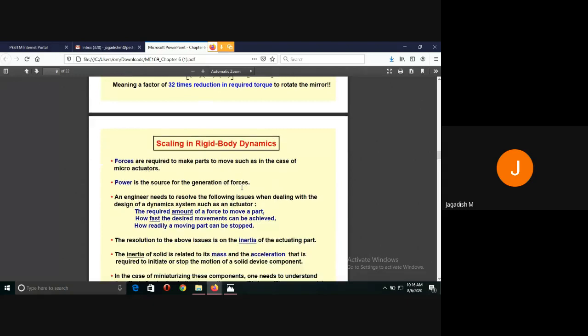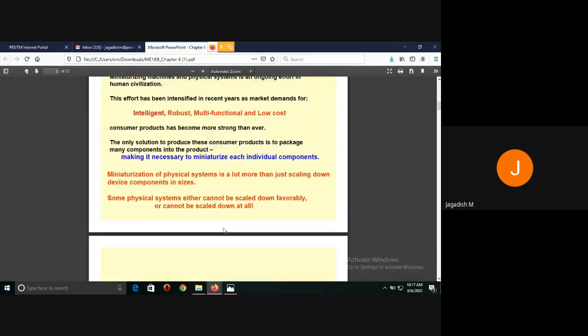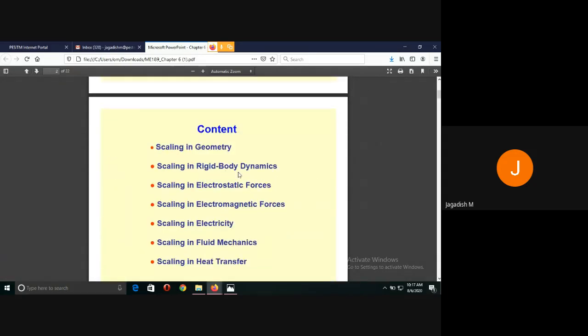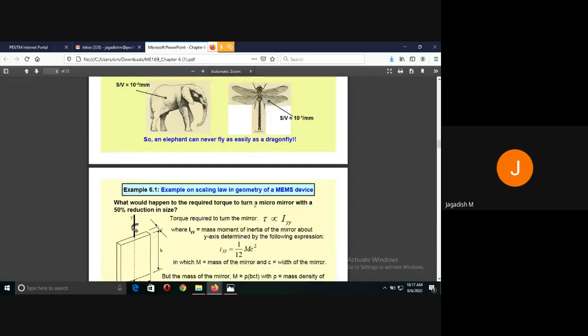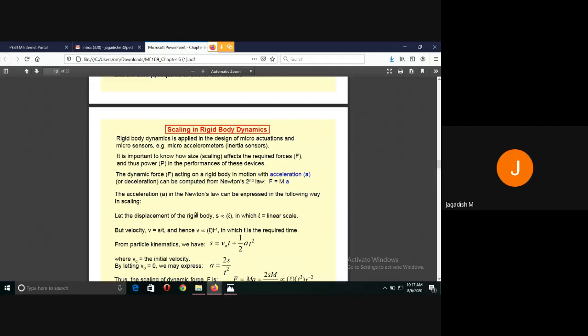So now we'll discuss the scaling in rigid body dynamics. The second parameter is the scaling in rigid body dynamics. Here, dynamics means it will involve velocity and acceleration, and the initial forces for that are force, power and pressure. These definitions you should know from your physics knowledge. What is a force, what is a power, what is inertia, what do you mean by mass, what is an acceleration, and what is time. So these definitions you should know.